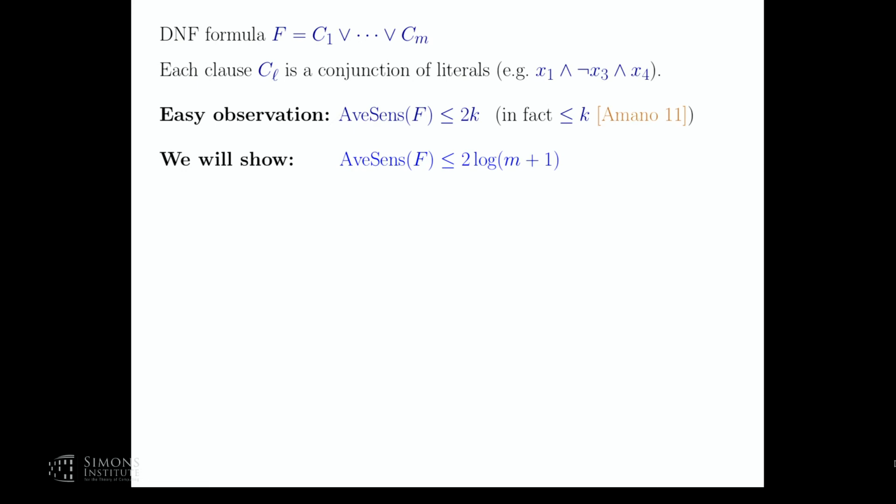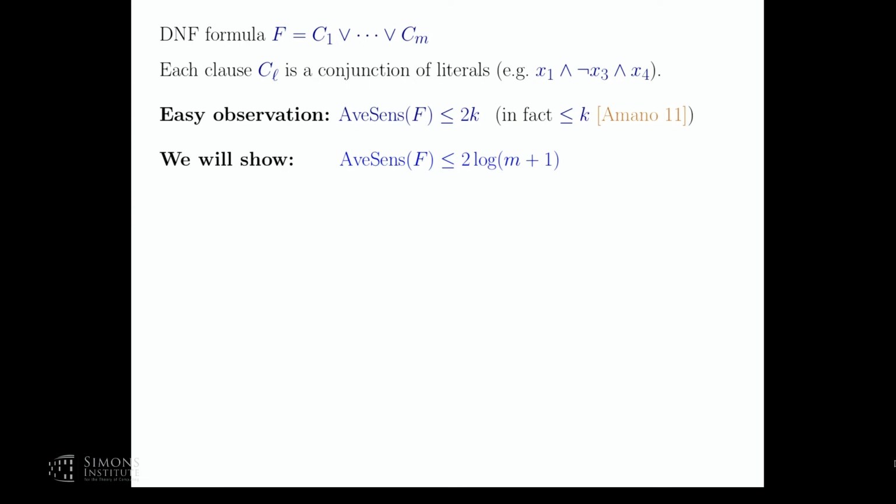I should have said here that this should say if f has width k. It's a very simple observation that if you have a k-DNF, so each of these clauses has only k literals, then there's a very simple argument giving an upper bound of 2k on the average sensitivity. And in fact, you can show that this upper bound is actually k. This was shown by Amano a few years ago.